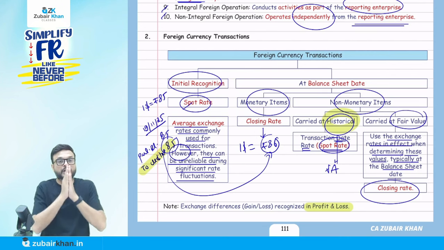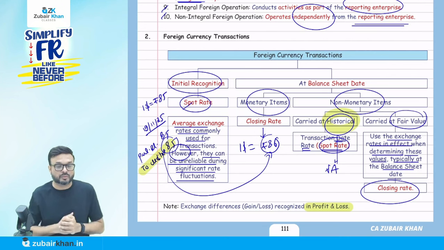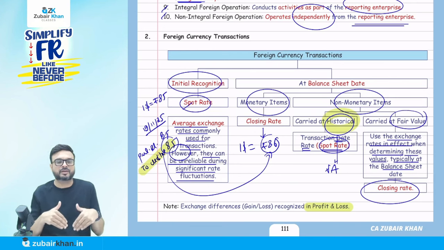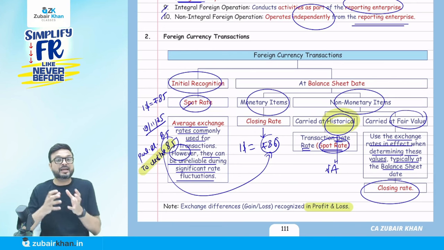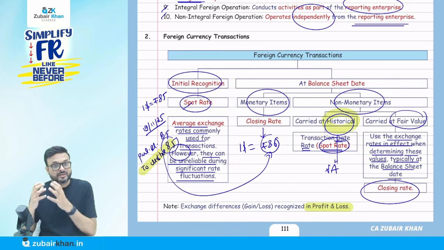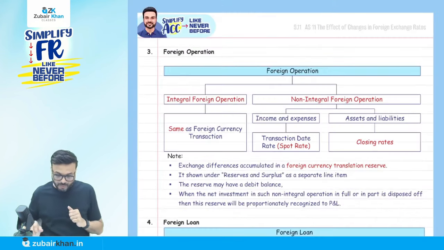So my trial balance is not going to tally, and that difference is going to be recorded in the profit and loss account as foreign exchange gain or loss. This is the accounting treatment in case of a foreign currency transaction. Okay. Now what happens here?